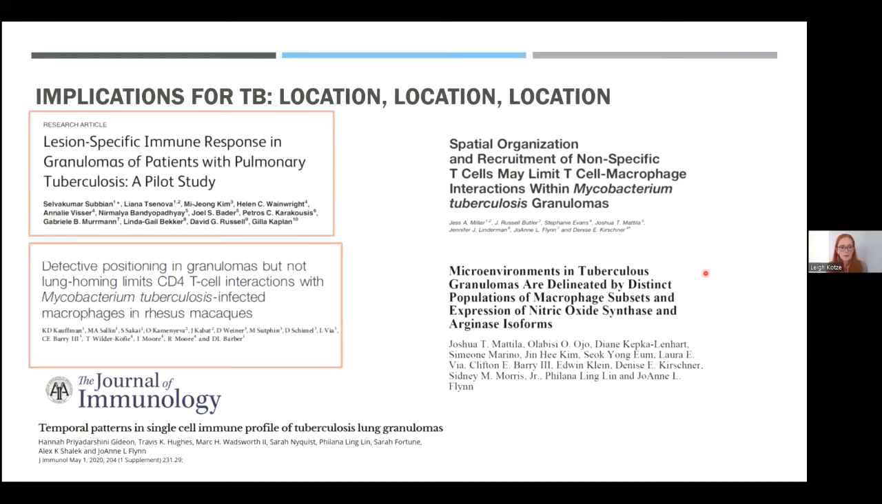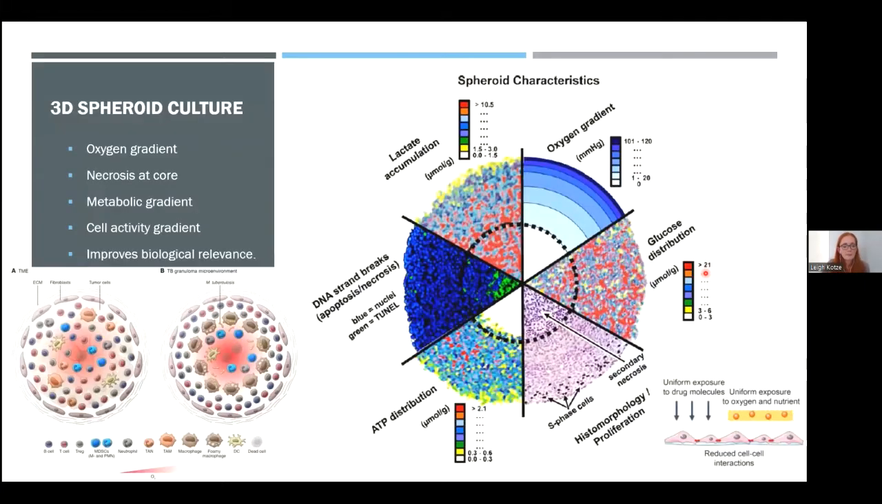So in addition to these in vivo experiments, we also have a lot of systems biology approaches which show similar findings. And here they've demonstrated that the structural organization of the granulomas, as well as the recruitment of non-specific T cells, likely result in reduced responsiveness to treatment and also containment.